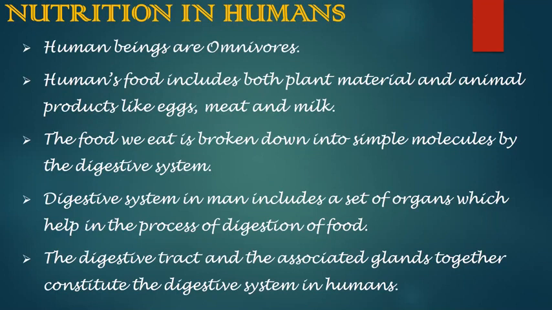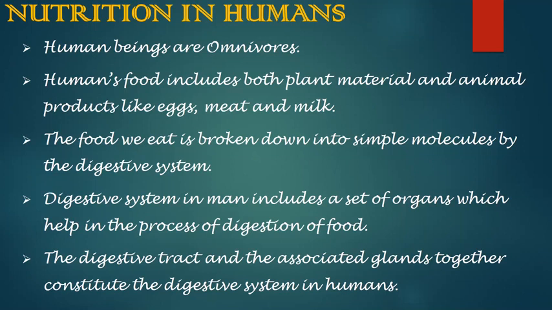Nutrition in humans. As you know, children, human beings are omnivores. Humans' food includes both plant materials like stem, leaves, roots, etc., and animal products like egg, meat, and milk. The food we eat is broken down into simpler molecules by the digestive system.